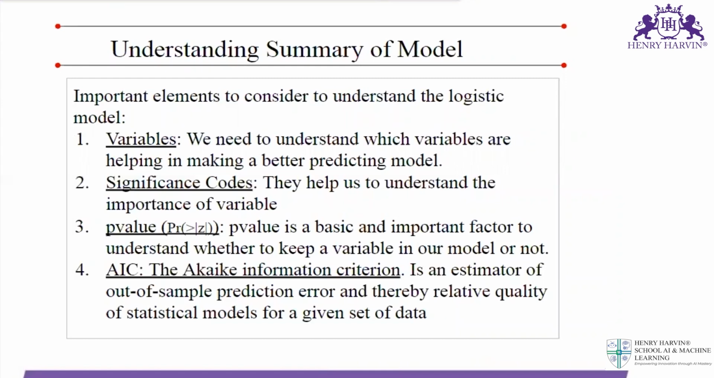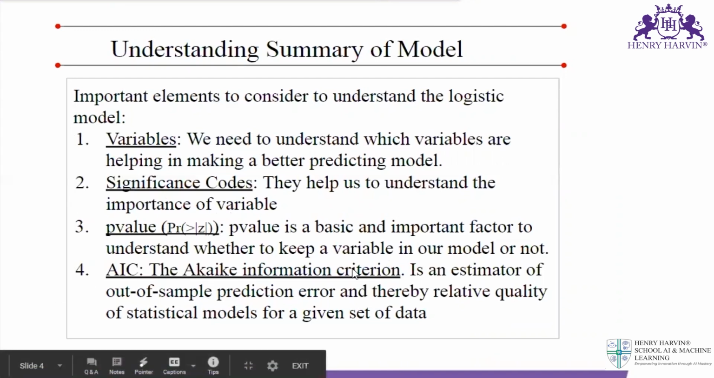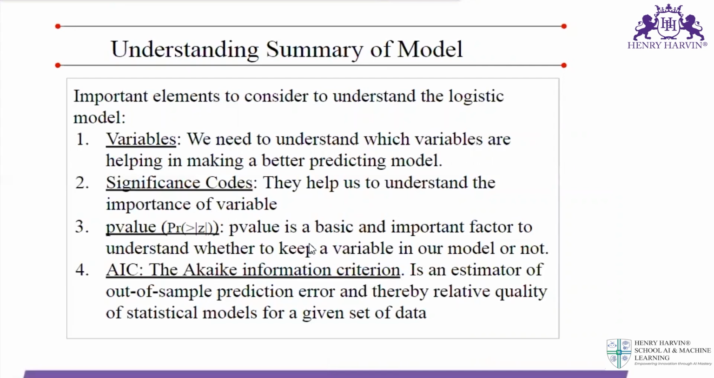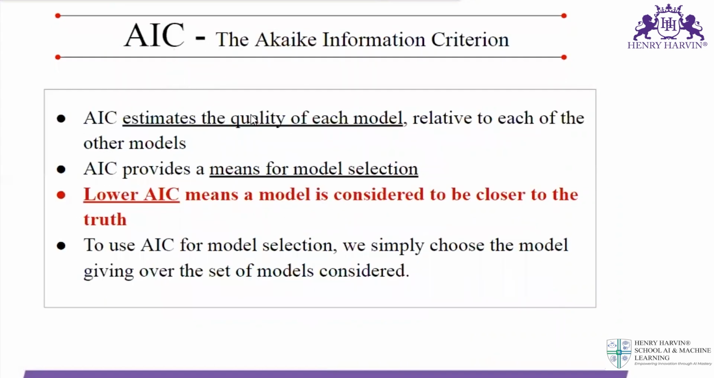And last is AIC, the Akaike information criterion. It is an estimate of prediction errors. It helps us to statistically give the quality of the model, whether it is a good model or not. It should be low in value. Whenever the AIC value is low, it says that the model built is a good model. As you can see, AIC estimates the quality of each model relative to each of the other models.